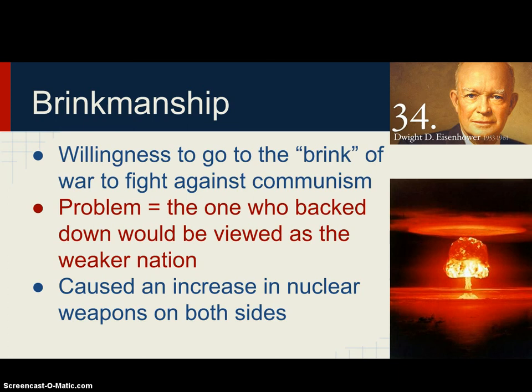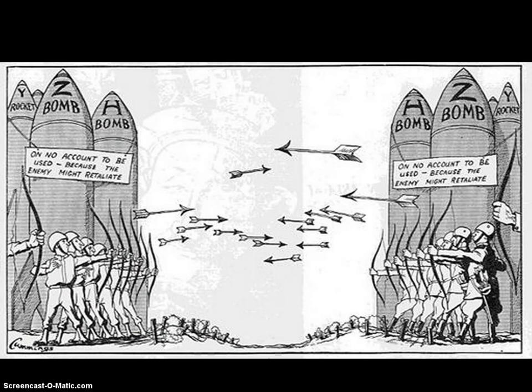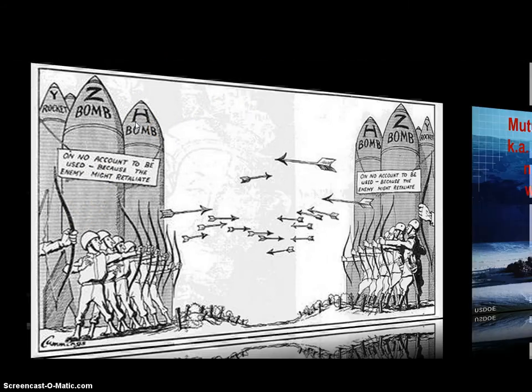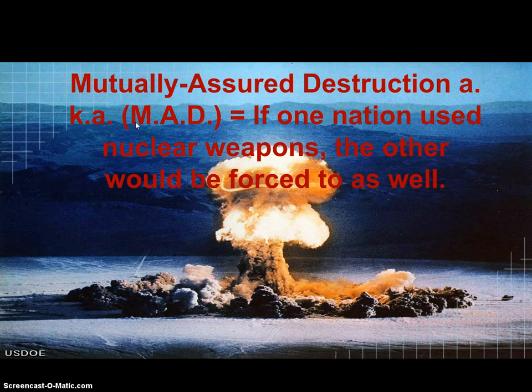all throughout the 50s. And then this is a funny little cartoon. You have two armies fighting one another with bows and arrows, and behind them they have these giant nuclear missiles. But the caption says, on no account to be used, because the enemy might use them to retaliate. So if one side launched their nuclear missiles, the other side would as well, which leads us to the next one, mutually assured destruction, also known as MAD. If one nation used nuclear weapons, the other nation would be forced to as well, which would then lead to, as we know, nuclear war and the end of the world.